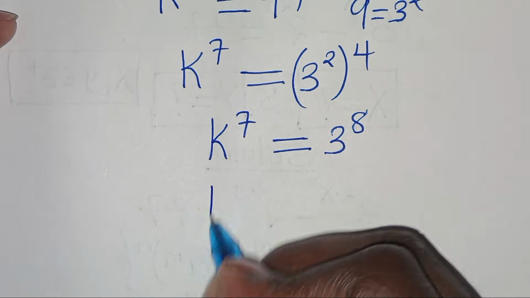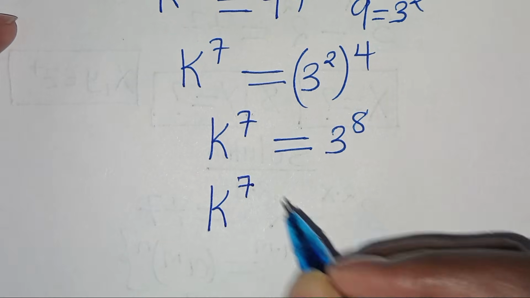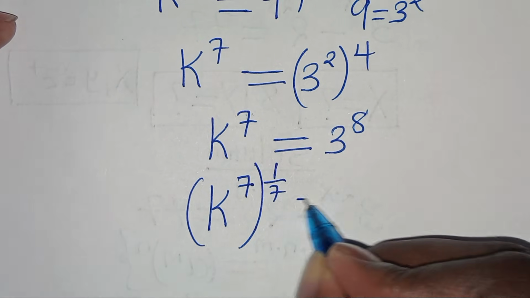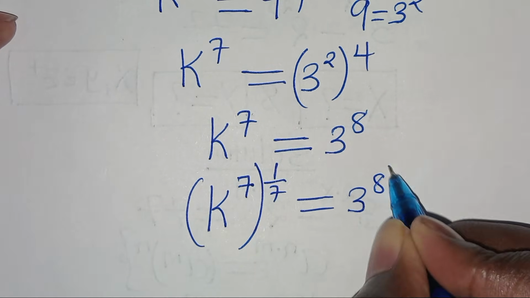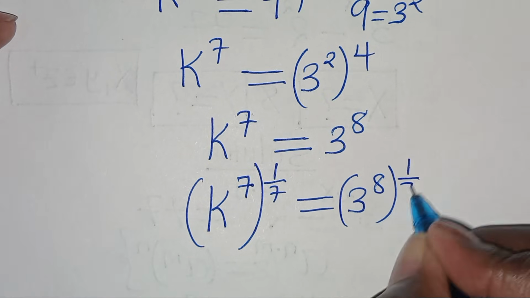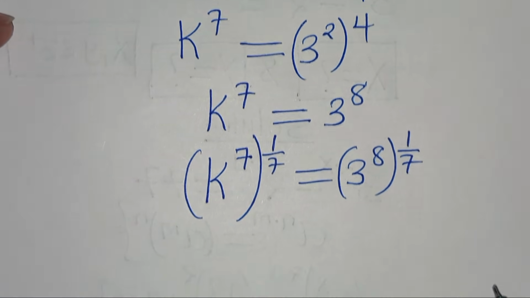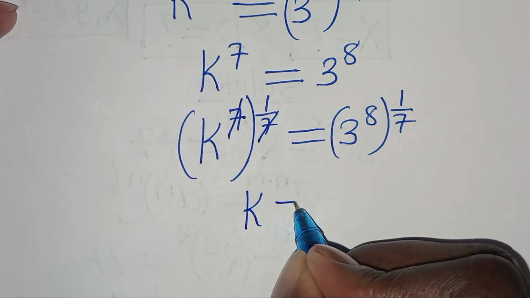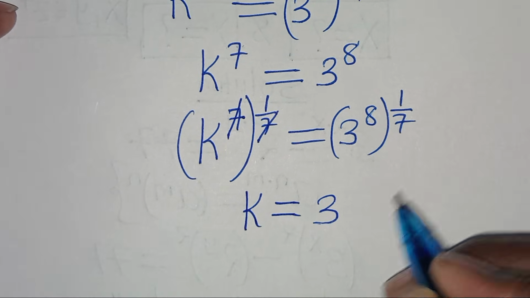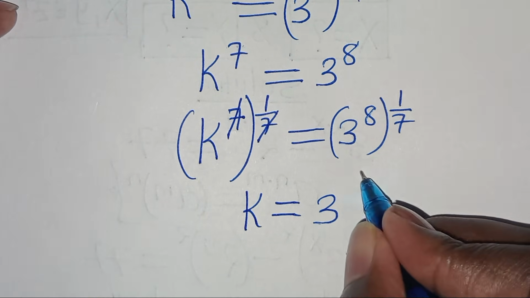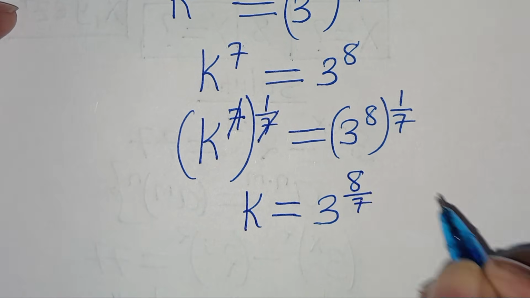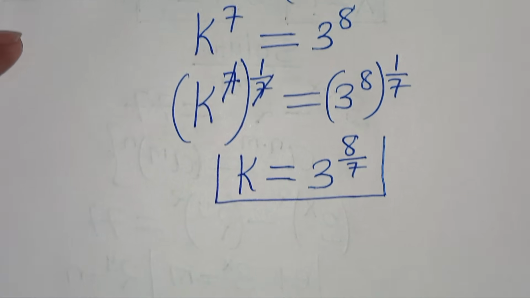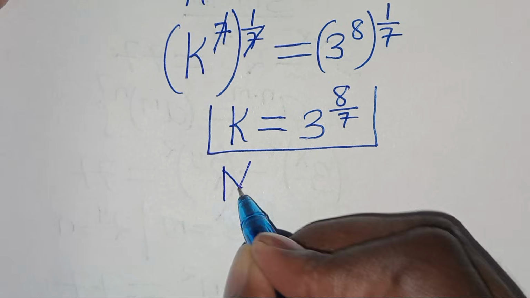Now we have k raised to the power of 7. Let's multiply both sides by 1 over 7. This is equal to 3 to the power of 8 raised to the power of 1 over 7. So we can simplify 7 and 7 here, so that k is equal to 3 to the power of 8 times 1 over 7, so 3 raised to the power of 8 over 7. So this is the value of k by applying method 1. So let's proceed to method 2.